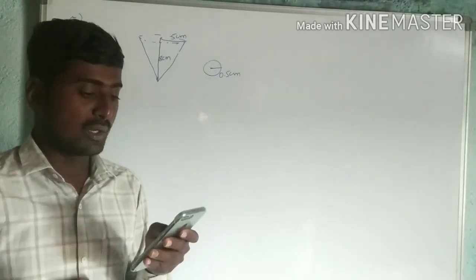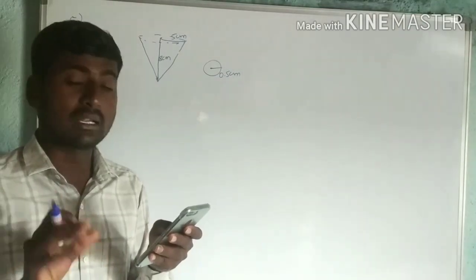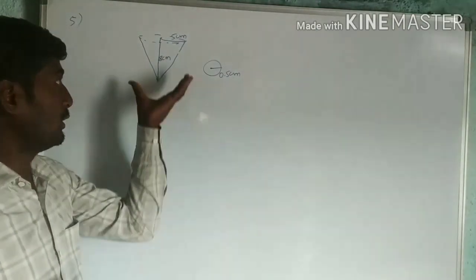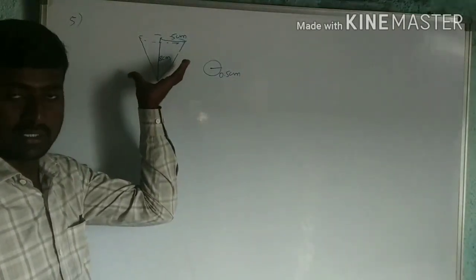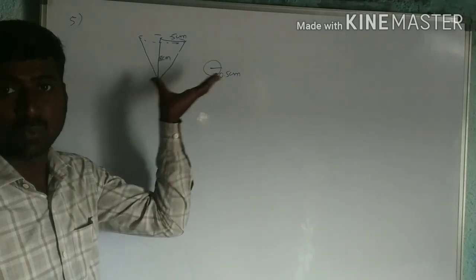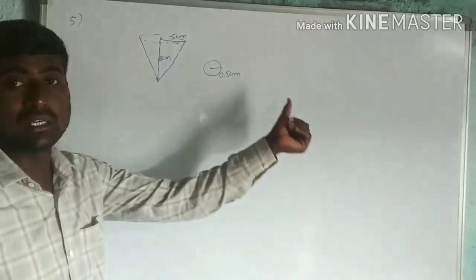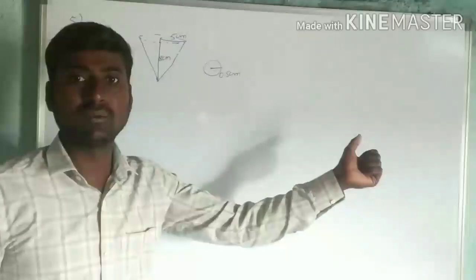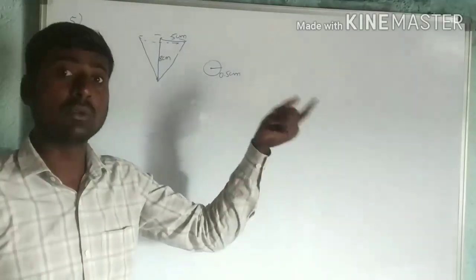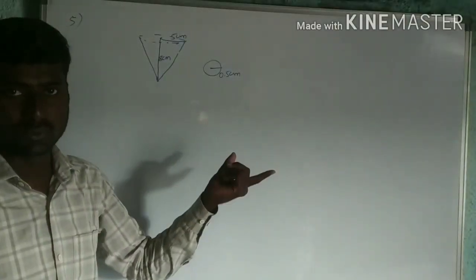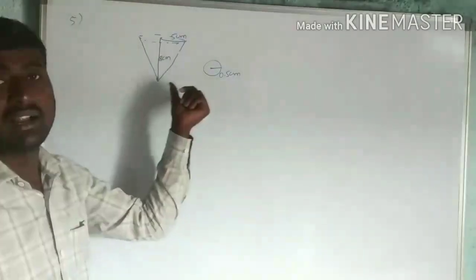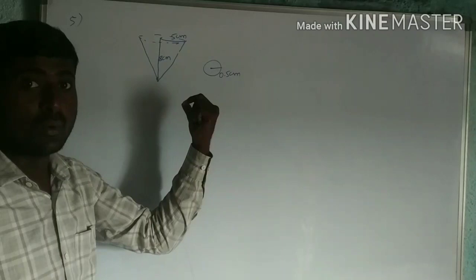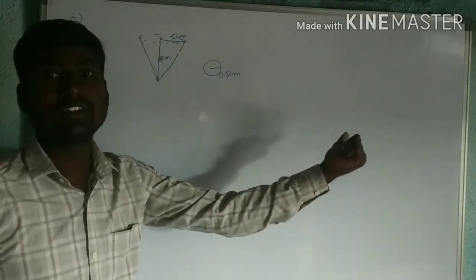The water flows out. 1/4 of the water flows out. Suppose initially 100 centimeter cube of water was there, then 1/4 of the water will come out, meaning 25 centimeter cube of water will come out. Initially, if 100 centimeter cube of water is there, 1/4 of that will be 25 centimeter cube.